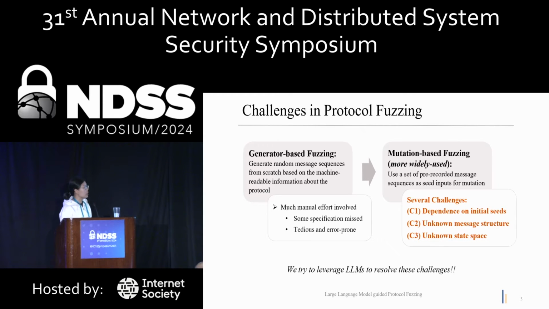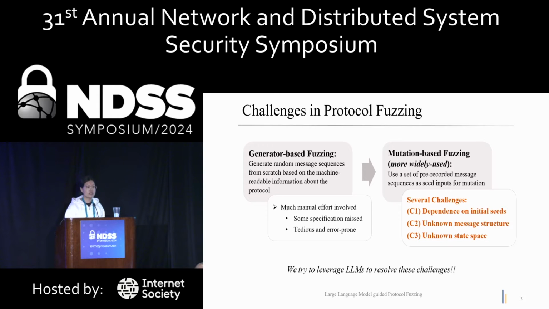So mutation-based fuzzing tries to reduce the manual effort, and it is also more widely used in practice. Mutation-based fuzzing uses some pre-recorded message sequences as the initial seeds. During mutation, it will slightly mutate the messages and also the message order, and try to explore a larger and larger state space.